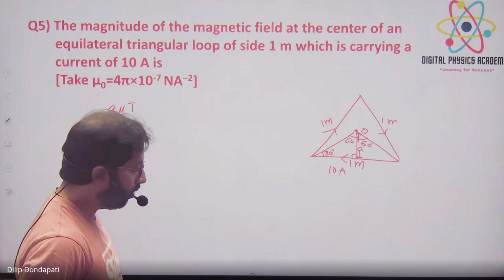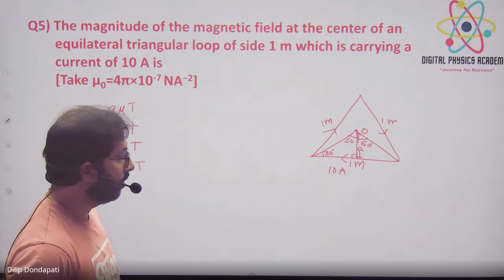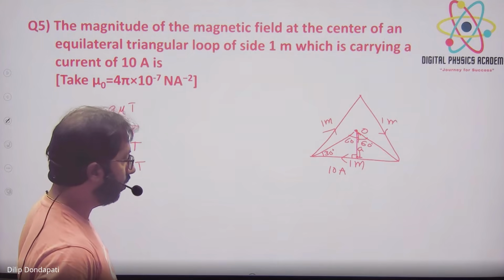So 2/√3 is the distance, no? What value of a did you get? So root 3. Sir, a is √3/2. No, wrong. Why √3/2?